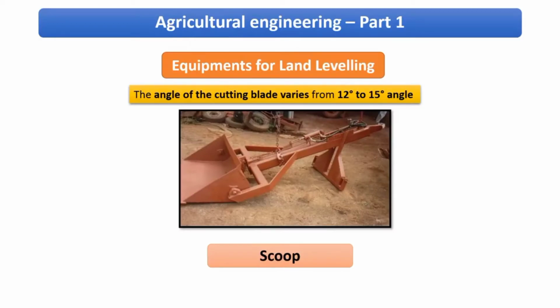So let us have a look at scoop, soil scoop, okay. So here you can have a look at this picture. So basically it is helpful in the land leveling process we have just now seen. Now the angle of the cutting blade, okay, this actually varies from 12 to 15 degree. So this is one important data point that you can keep in mind, right?